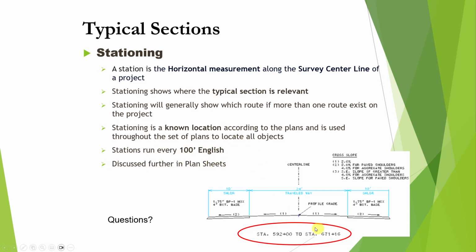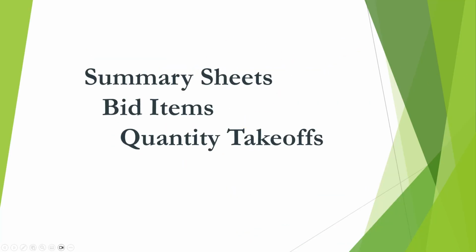So you can see, like I've been talking all along, the stationing is important. It just tells us where our typical sections are going to go. Okay, so we want this one from 592 to 671 on this project, which is a horizontal measurement along the survey center line. Okay, that's what it's all about. And that finishes up the typical section video.